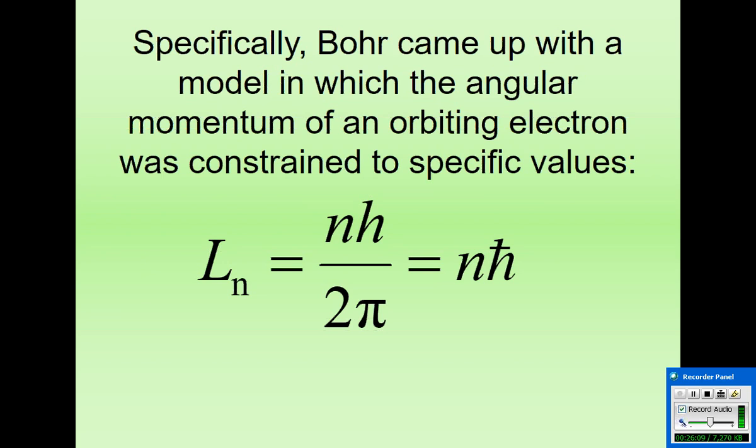He said that the angular momentum can adopt values that are equal to n times h over 2 pi, where n is a positive integer. In quantum mechanics, h over 2 pi occurs with such regularity that it's given its own symbol, h bar. And so Bohr said the angular momentum of an electron orbiting the hydrogen nucleus is quantized in values of n times h bar, integer times h bar.